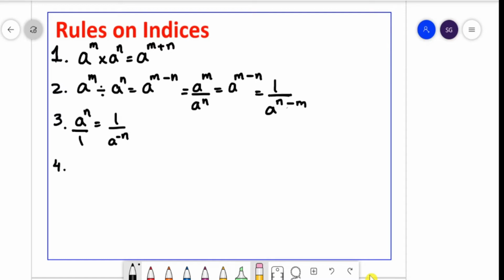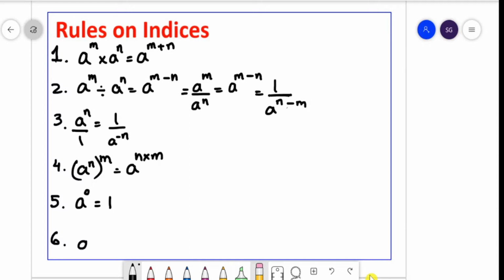Then rule number 4 is power of power. If you have a to the power n and you're taking power m of that as well, you simply multiply the two powers. If there is power 0 for any number, that's equal to 1. I'm not going into proof of these, I'm just listing quickly whatever rules we have.